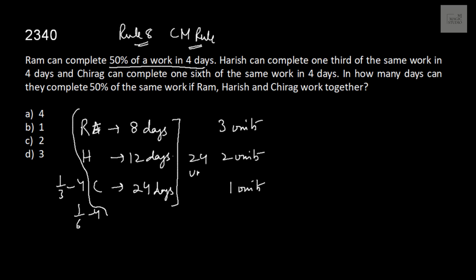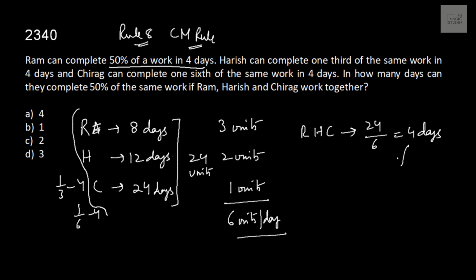So that means if the total work is of 24 units, if they are all working together, they would be producing 6 units in one day. So if R, H, C are working together, they will take 24 by 6, that is 4 days to complete the full work. But the question asks for 50% of the work. So to complete 50% of the work, they will take 4 by 2. 50% means half, that is 2 days. So working together in 2 days, they would be completing 50% of the work. That is in option C, and that is the answer.